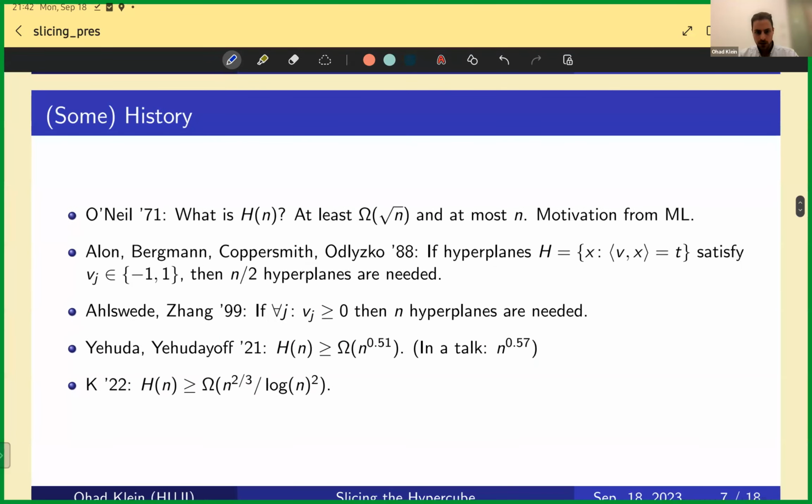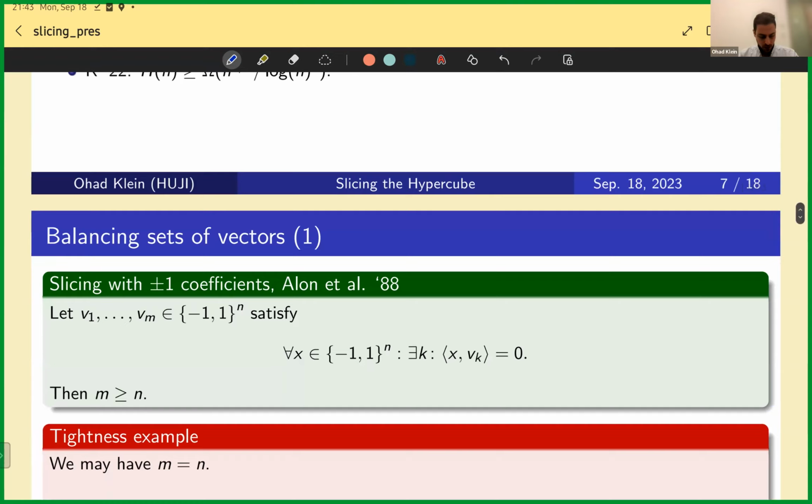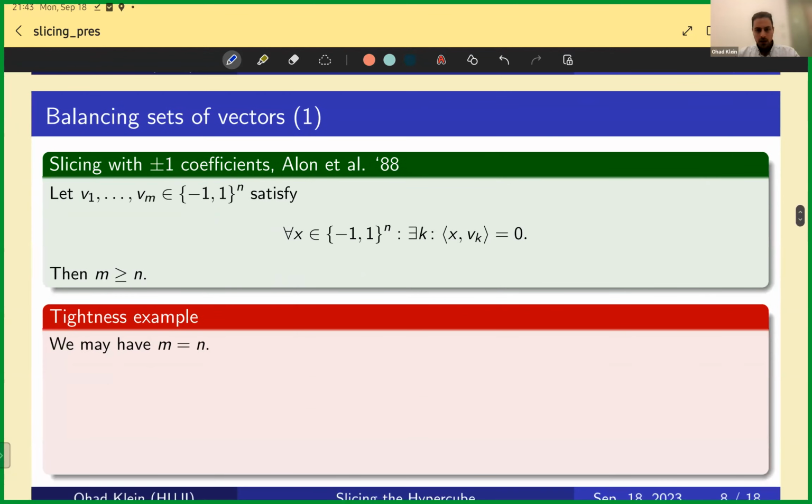And what we are going to discuss today is how to prove that h of n is at least n to the 2/3. I want to start with the proof of Alon for his tight lower bound for this modified version of h of n, because I think it is nice. I mean, we will not use this kind of arguments in our proof, but I think it is good to know.